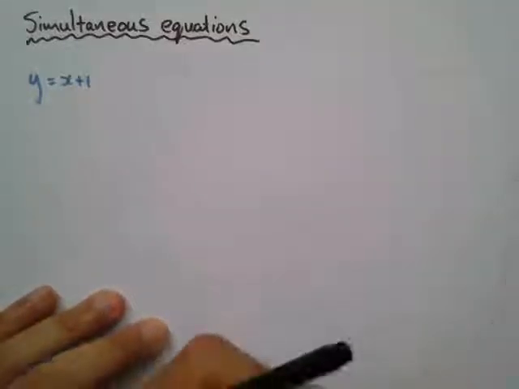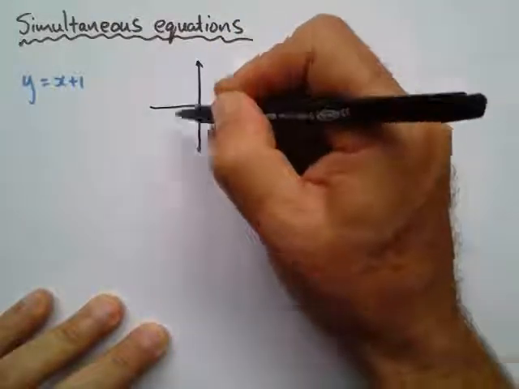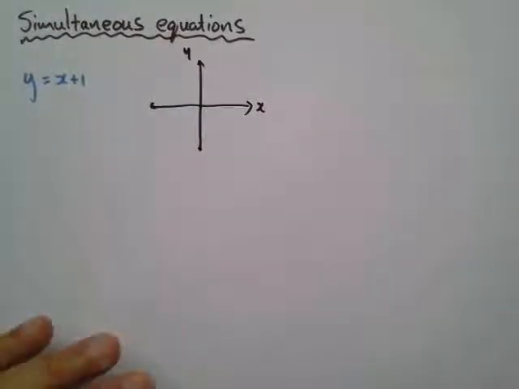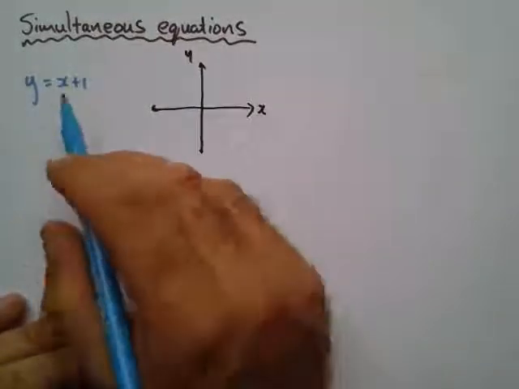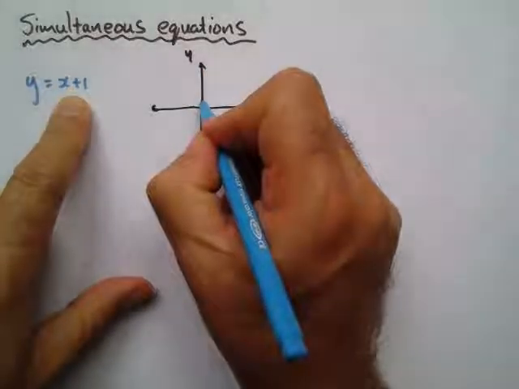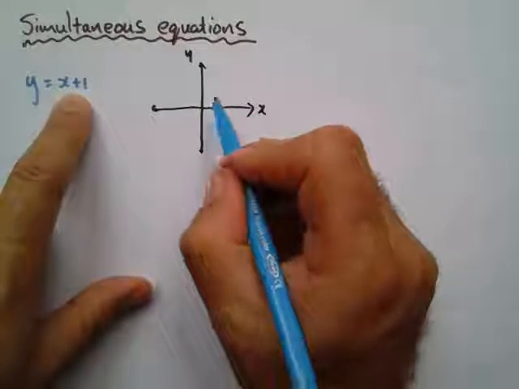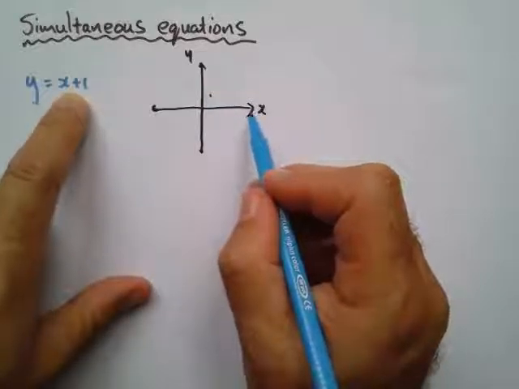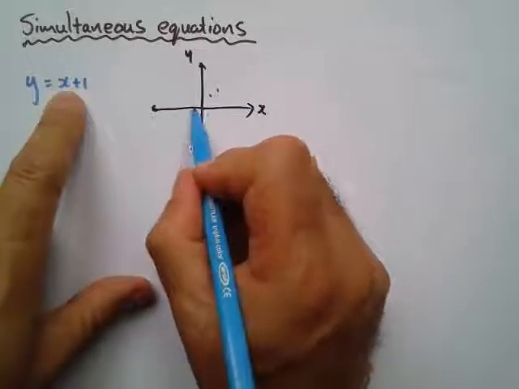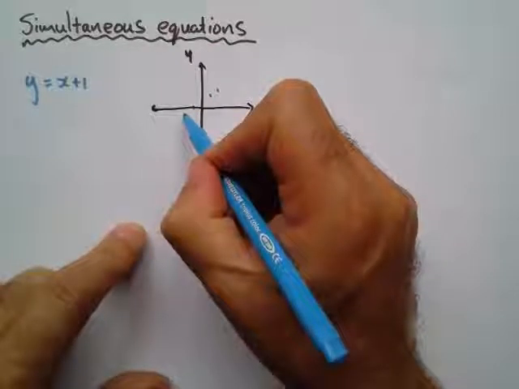If I have to write all solutions on a graph, this is my y-axis, this is my x-axis. We can do that like we did in year 7, where we just substitute values. So when x is 0, 0 plus 1 is 1, y is 1. When x is 1, y is 1 plus 1 is 2. When x is 2, y is 3. When x is negative 1, y is 0. Okay, so I can have all these points.